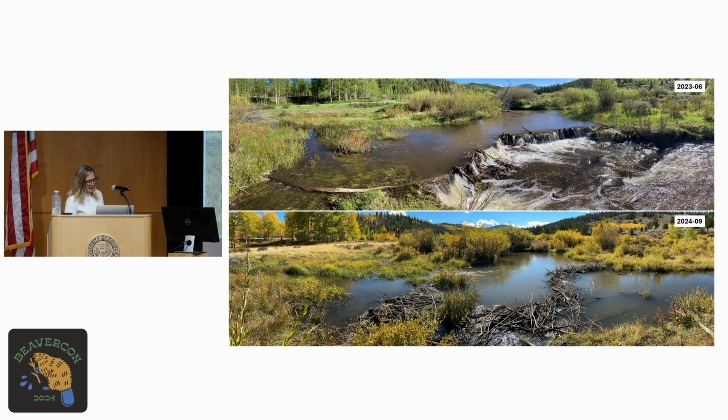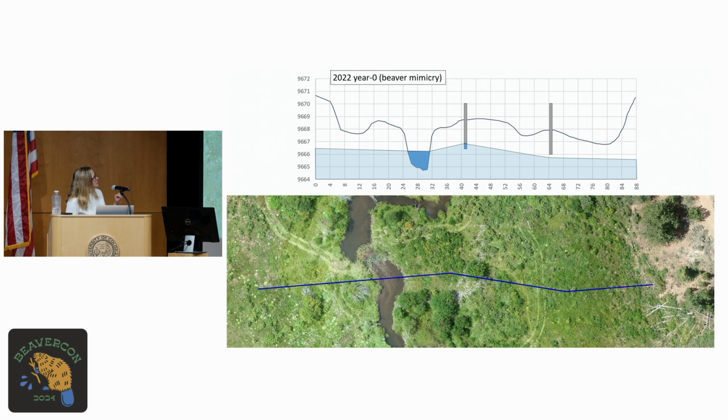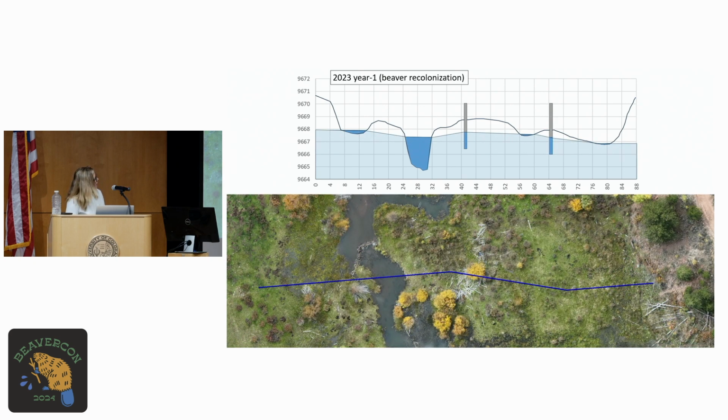But we don't just have to use pictures. We can also measure this change. Here's a section of our treatment site just downstream of the photo series you saw. The blue line shows a transect where we installed groundwater wells, arranged across the valley, and a cross-section allows us to plot the water elevation. So this is pre-treatment. This is after our mimicry work. And next we have the same graph again after beavers recolonized the site.